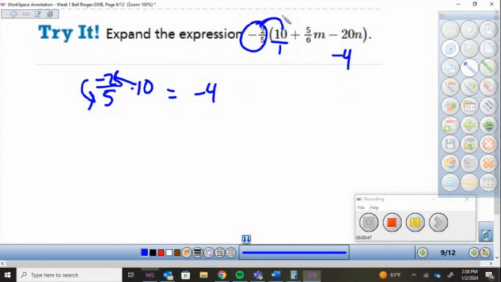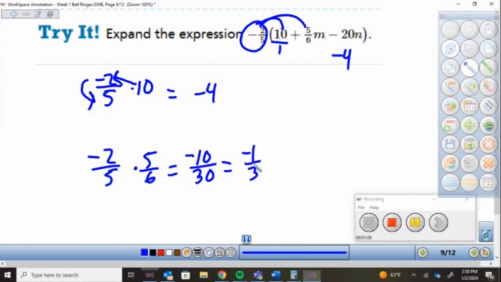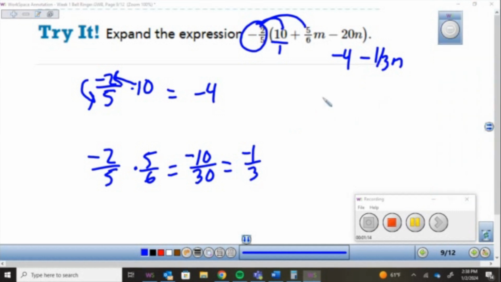Then we multiply -2/5 times 5/6. -2/5 multiplied by 5/6. Multiply across. -2 times 5 is -10. 5 times 6 is 30. If we reduce this by dividing by 10 top and bottom, we get -1/3. So we're going to have -1/3 m.